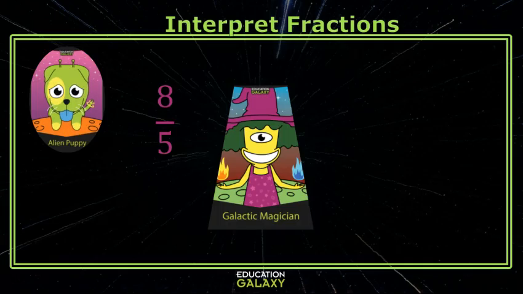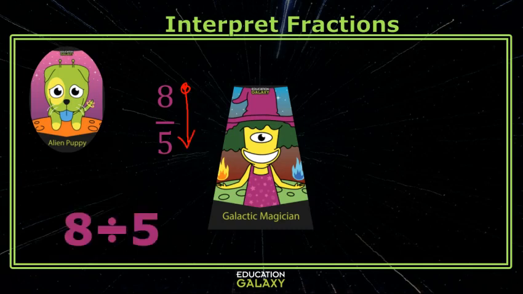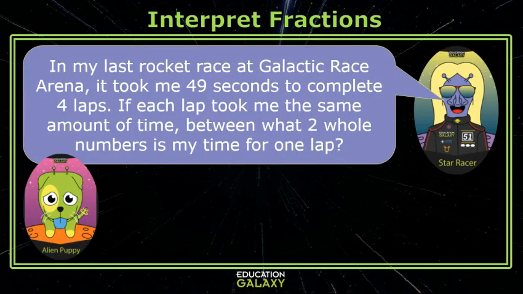Be careful, the order's important. You read the fractions from top to bottom. So 8/5 would be 8 divided by 5, but 5 divided by 8 would be 5/8.